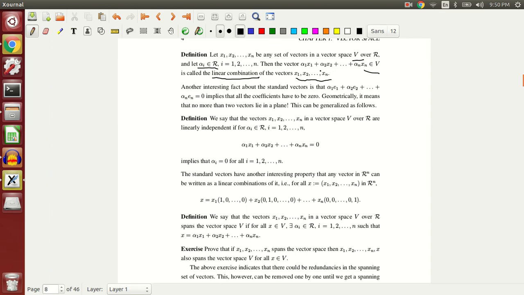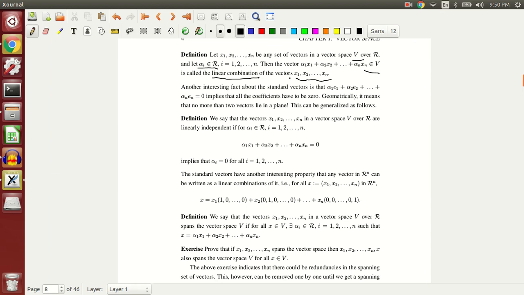So you have a bunch of vectors which are part of vector space. If you multiply each one of these individual vectors with a scalar and add them together, and if that resultant vector is part of the vector space V, then we say the resultant vector is a linear combination of these vectors.